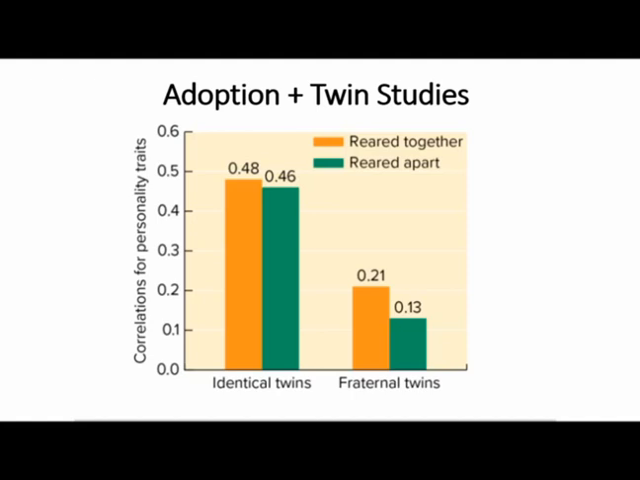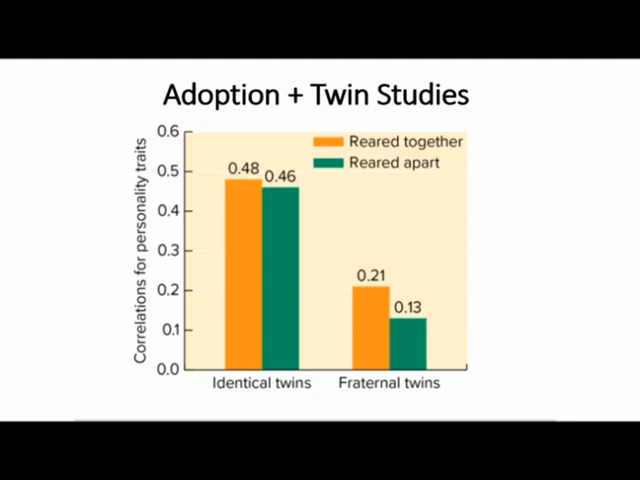And then within those sections, we can break them apart into the yellowish orange bar, ones that are reared together, basically meaning that they were raised in the same house, versus the green bar, where they're raised apart, when one of them is adopted away, or maybe both of them are adopted to separate families.